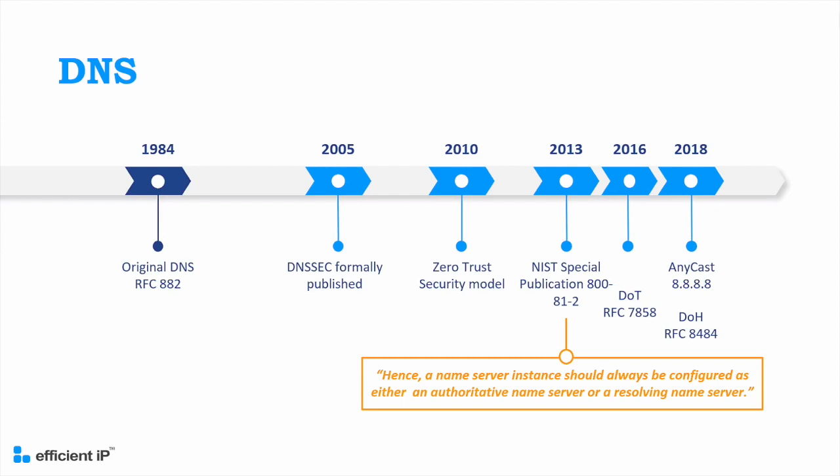Then in 2016, DNS over TLS was published. 2018, DNS over HTTPS, and we'll talk about both of those. But also in 2018 was Google launching 8.8.8.8, commonly referred to as Quad 8, which is an Anycast DNS address.